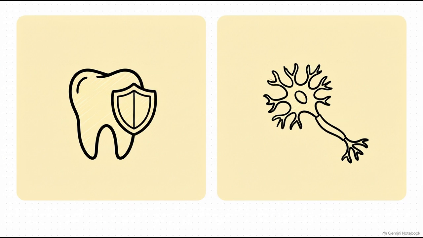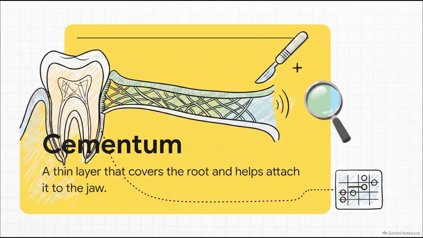Going deeper down the root, you also have to understand structures like the cementum and the periodontal ligament. Cementum is that thin layer covering the root that facilitates attachment to the jaw. And the periodontal ligament? Well, that acts as a vital shock absorber when the patient chews, keeping the tooth securely stable in its socket. So why does this matter to us? Because these specific, deeper structures play massive roles in periodontic charting and surgical treatments.